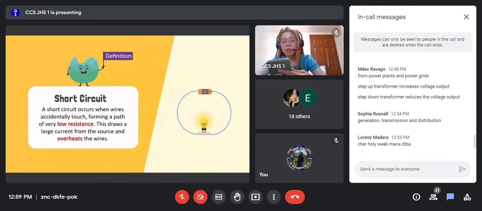A short circuit occurs when wires accidentally touch, forming a path of very low resistance. This draws a large current from the source and overheats the wires. This overheating of the conducting wires can also result in a fire.